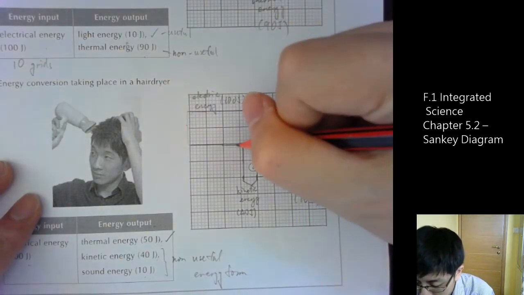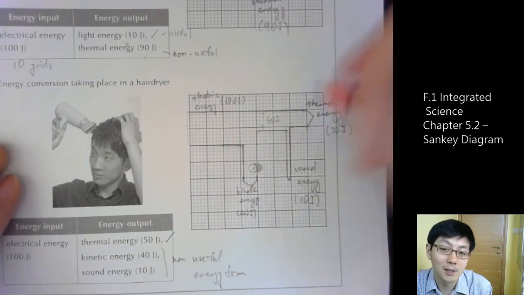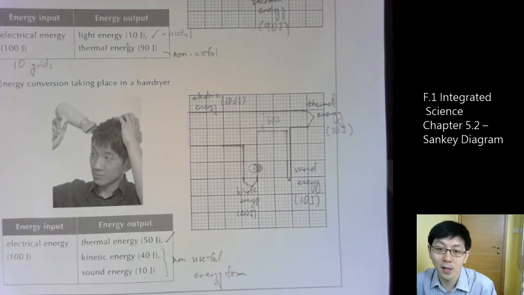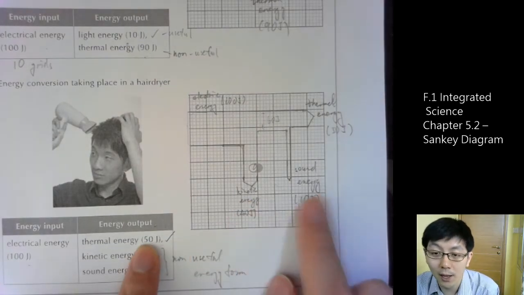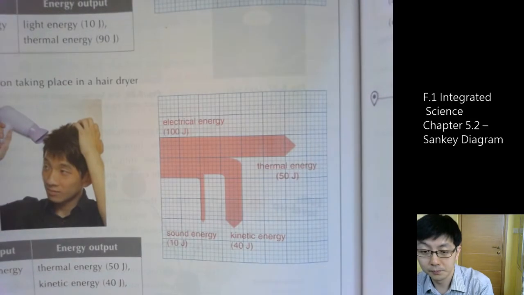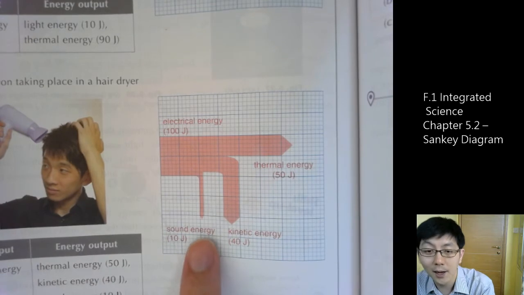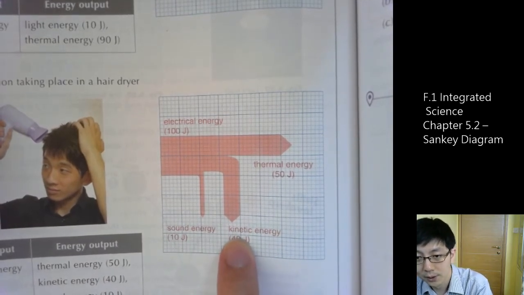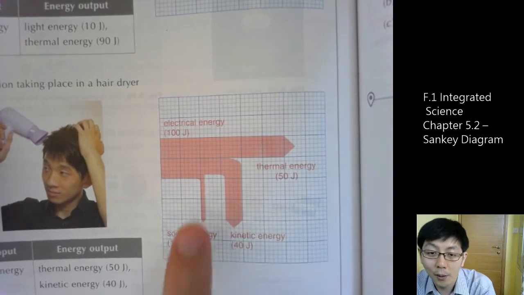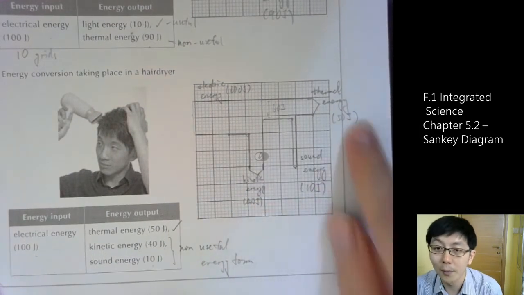Now, of course, you can make the diagram look better by drawing some curves, but I will accept the right angle one. Some of you will argue, can I put the sound energy first and then the kinetic energy next? Yes, of course. So the diagram will look like this if you put sound energy first and the kinetic energy afterwards. Now, this is my textbook version. However, I prefer the right angle one. That's okay. Remember for the labeling.